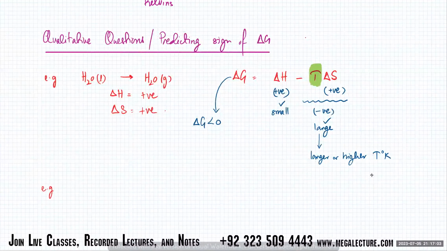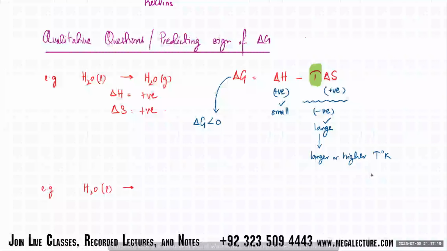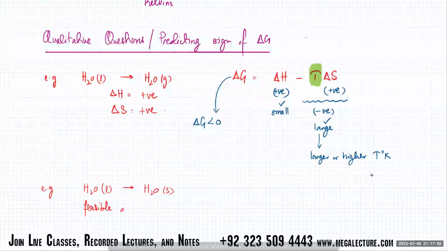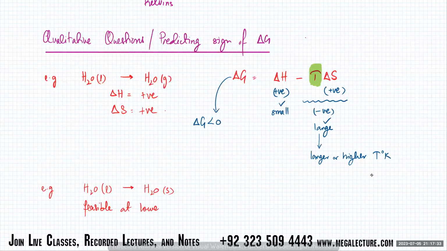Yes. So this is an example. Let's say I've got liquid water and I'm trying to turn it into ice. I know that this reaction is feasible at a lower temperature. So if I want to make ice, I need to have a lower temperature, right? That means at lower temperature, your delta G will come out to be negative. It's going to come out to be less than 0, right?